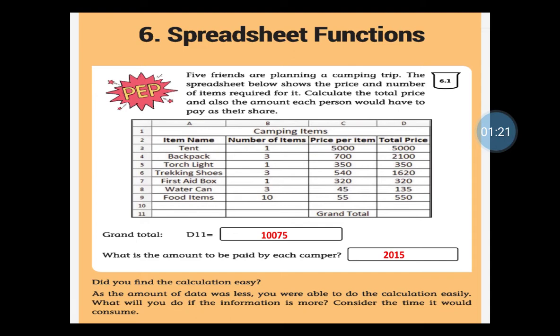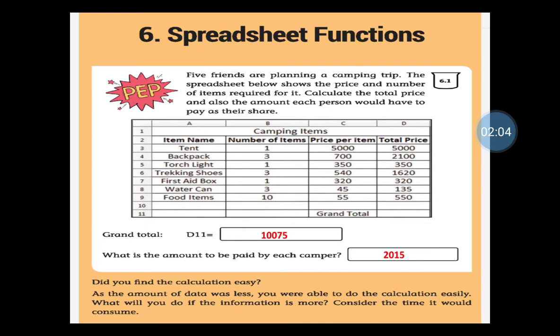So here there are a few friends. They are planning to go on a trip. How many friends are planning? Five friends. If they are going on a trip, they need some items, right? Whichever items they need, the list of the items is given in the table below, and how many of each item they need, and the price also, the money they have to pay for that particular item.